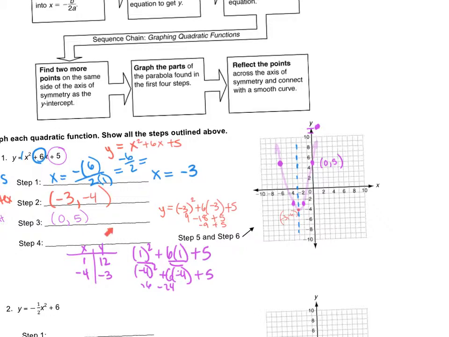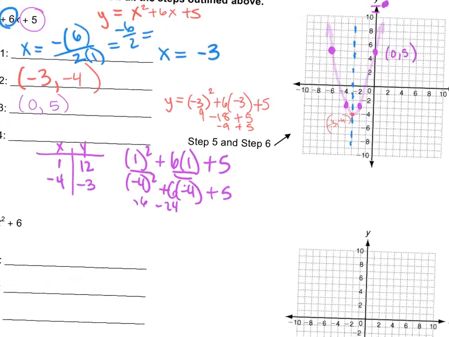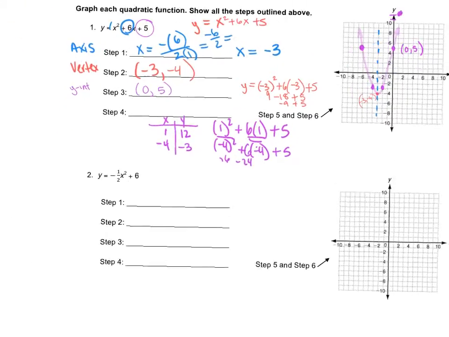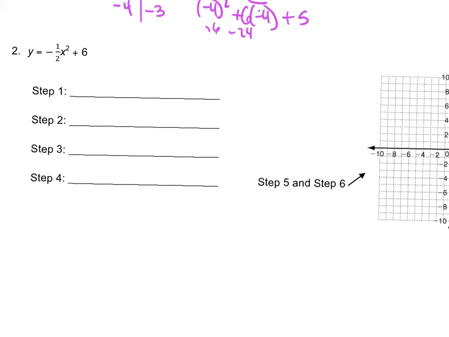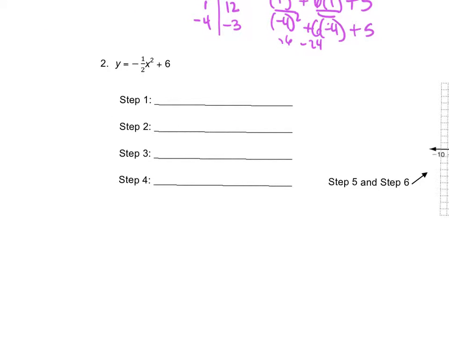So step 4 is basically finding points, and the points could include the y-intercept. If I were to summarize my steps, I would say step 1 is the axis of symmetry. Step 2 is the vertex. Step 3 is the y-intercept. And step 4 is reflect some points. Axis, vertex, y-intercept, reflect.